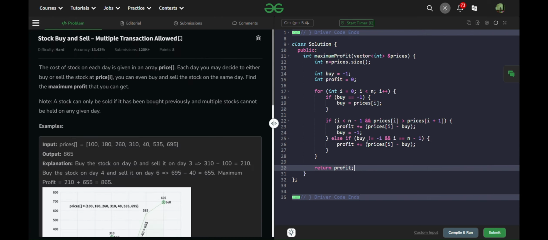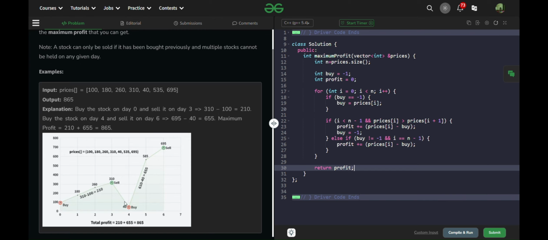Thus the time complexity is obviously O(n), because we only iterate through this array and do some operations, and the space complexity is O(1), because we do not use any extra space, we only use two variables, buy and profit.